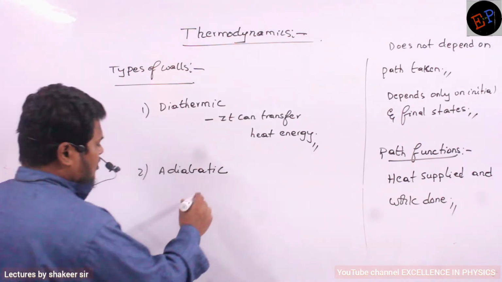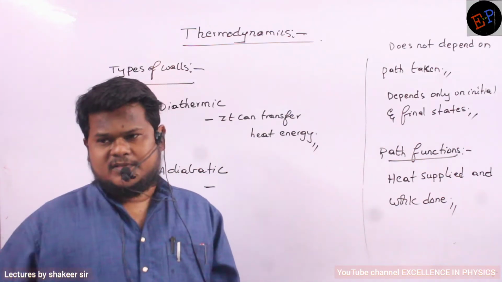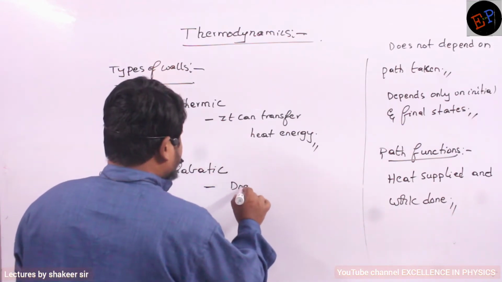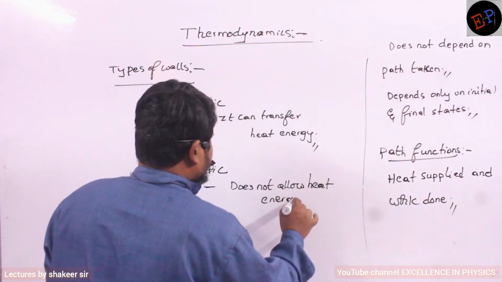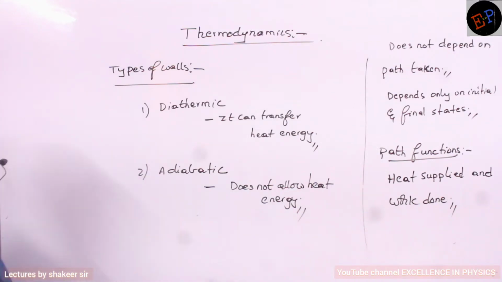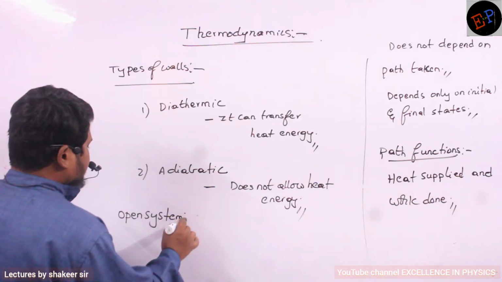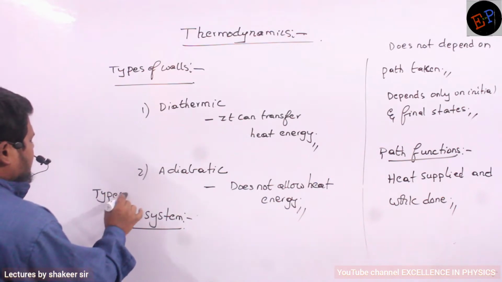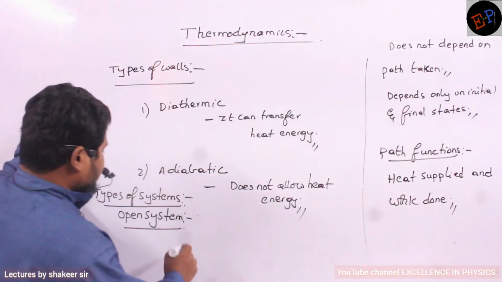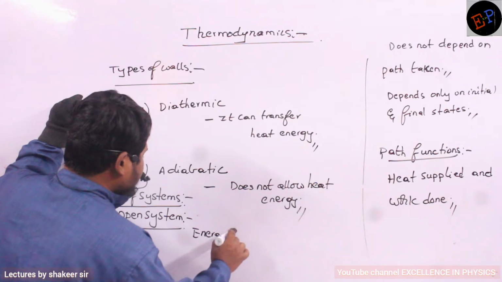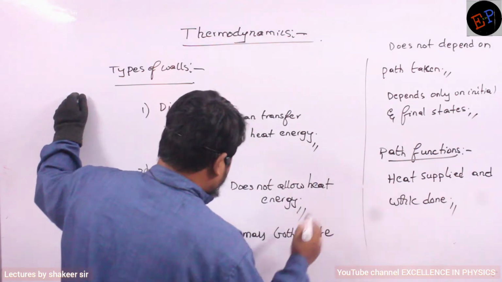Then what is meant by adiabatic wall? Adiabatic wall means it does not allow heat energy into the system or out of the system. This is called an adiabatic wall. Then we study types of systems, starting with the open system. What is meant by open system? Open system means energy and mass both can be transferred.